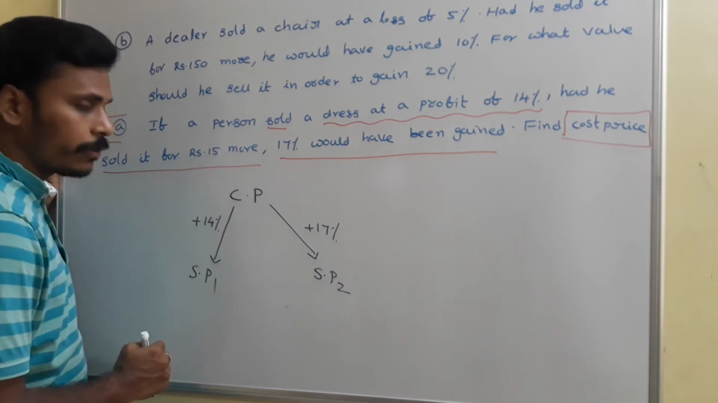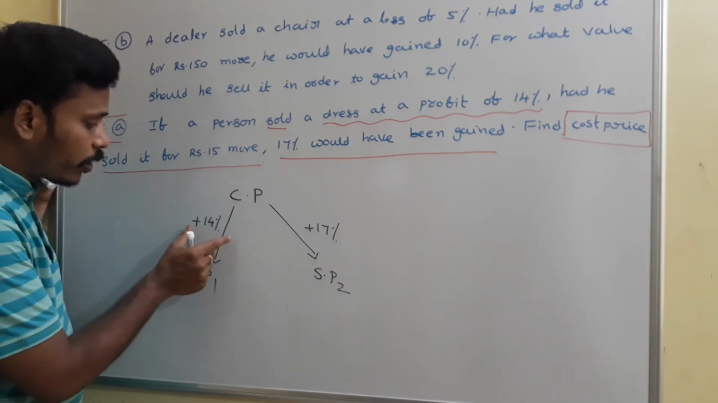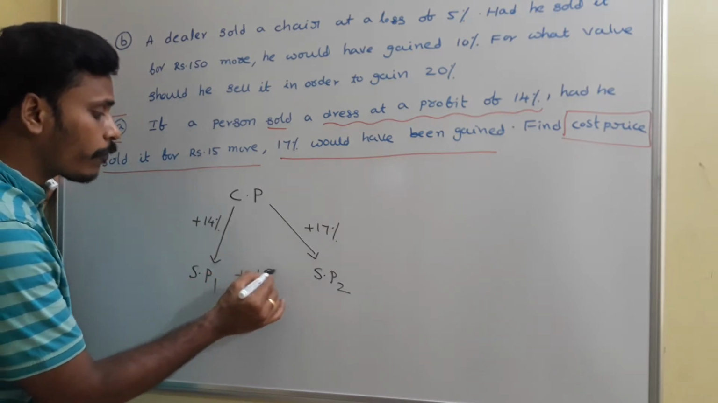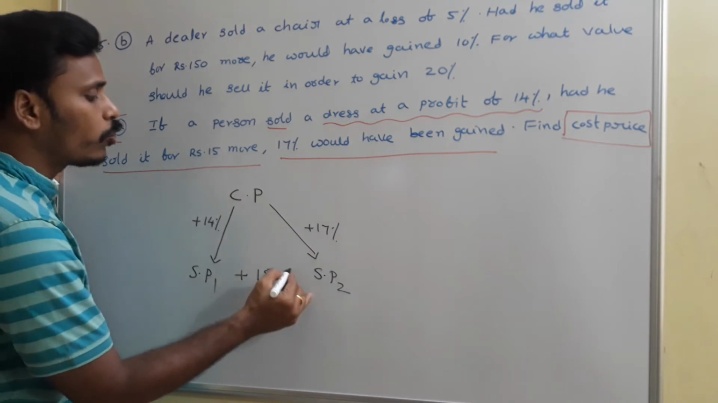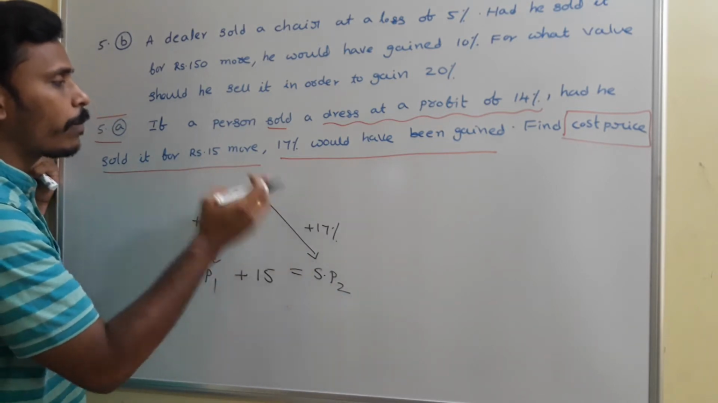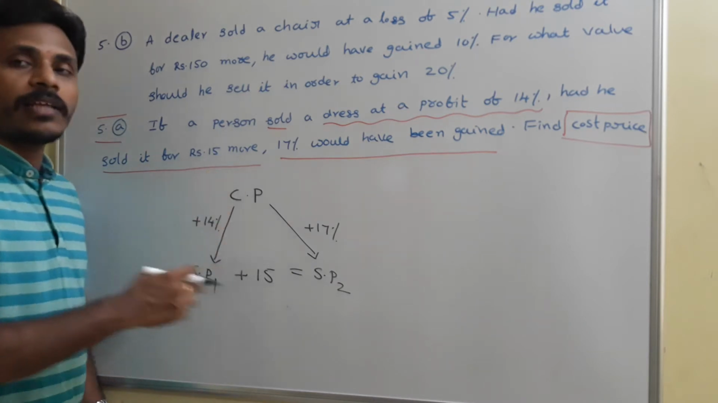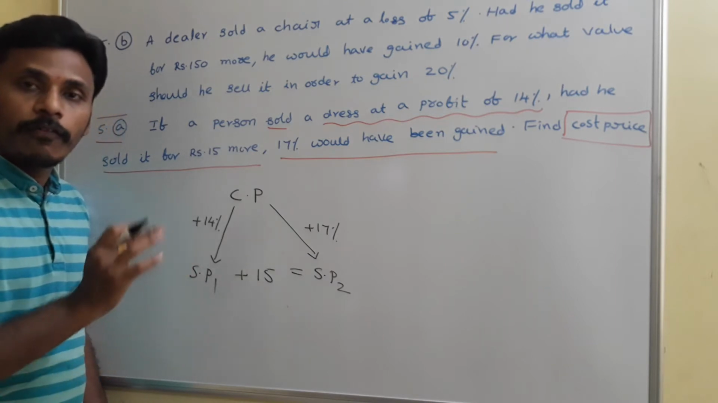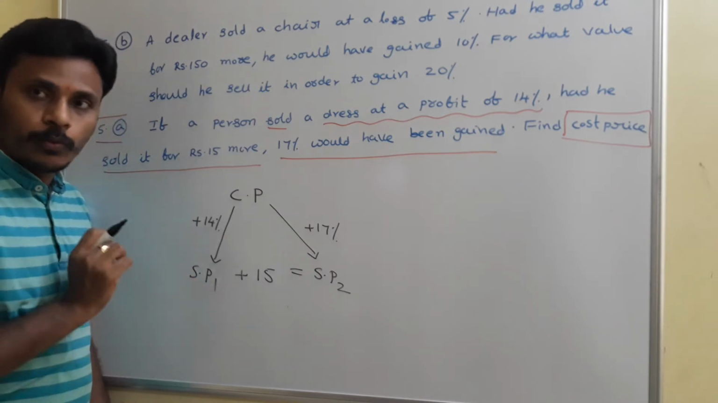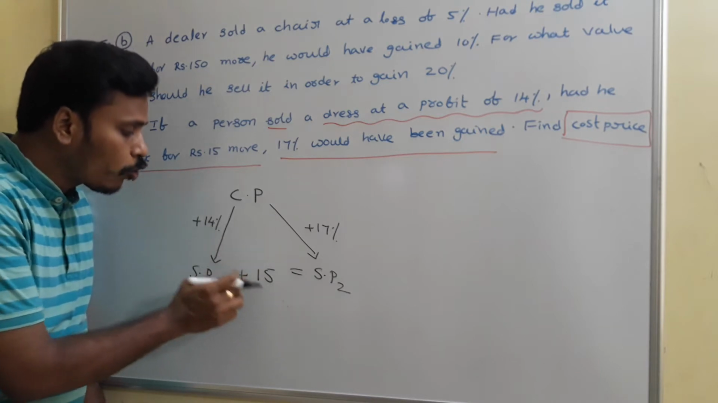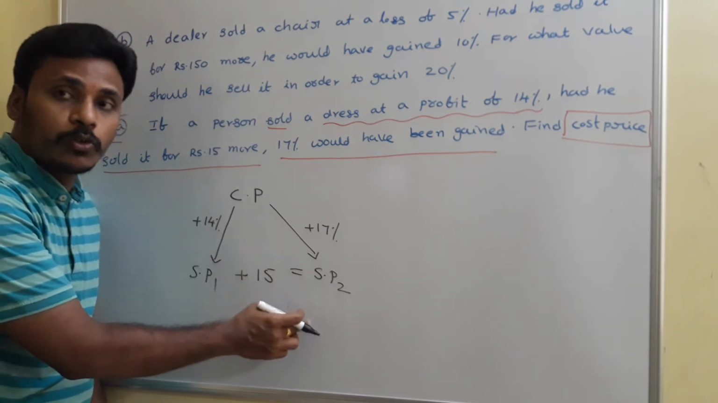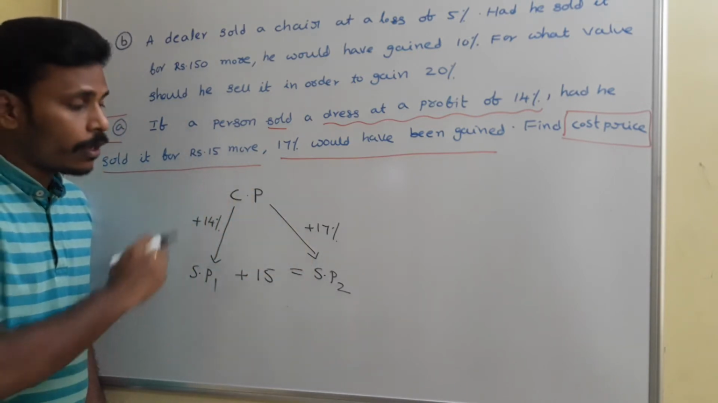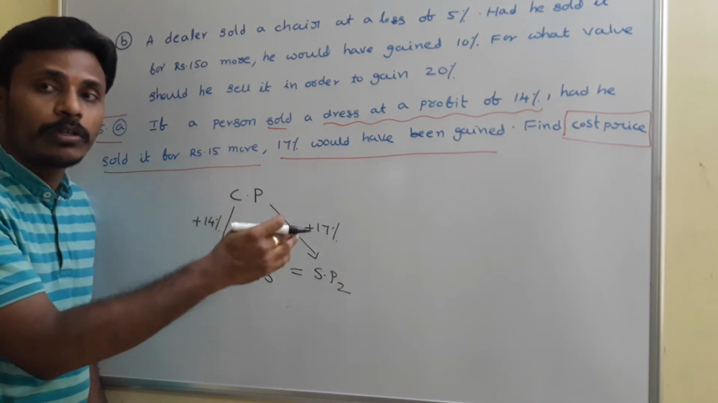As per the information, if the person is selling with a profit of 14%, this is the selling price, and if you raise this selling price by 15 rupees more, then you get selling price 2. This is the information mentioned in the question. Okay, you need to analyze in such a manner. See, if CP is the cost price, and if he is selling at 14%, you will get selling price 1. If you add 15 rupees more, it will be selling price 2, and that selling price 2 will generate a profit of 17%. With this picture, we need to find out the cost price.